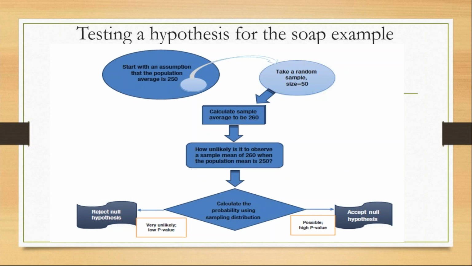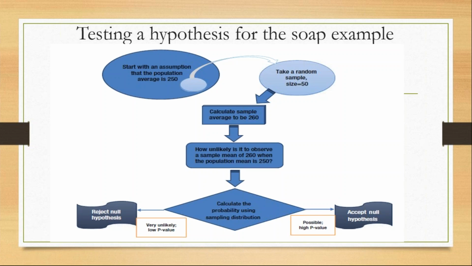So what I will do here is state my assumption. I'll start with the assumption that my soap weighs only around 250 grams, and then I will take some random samples of 50. From there, I calculate and try to understand what the new average of the sample is, and how likely it is to have a sample weight of 250, more than 250, or less than 250.